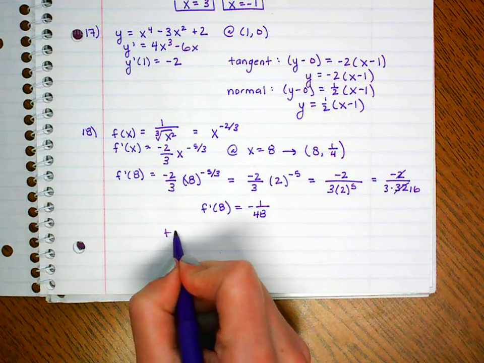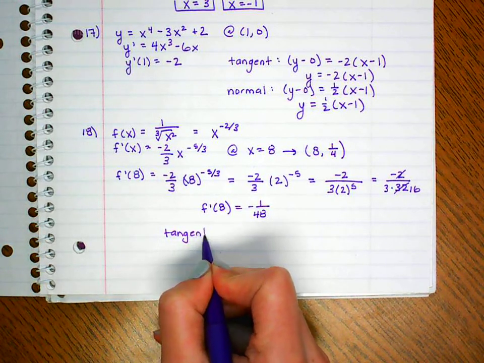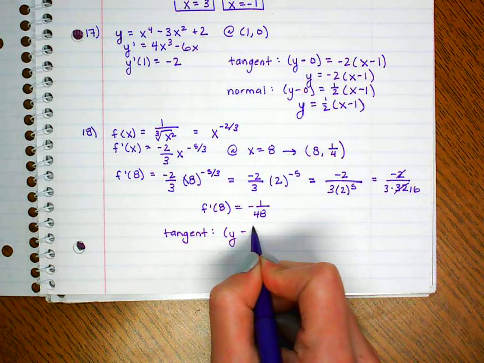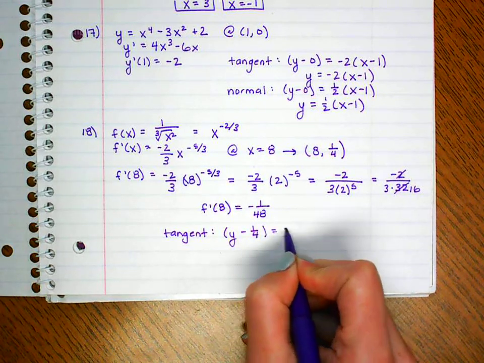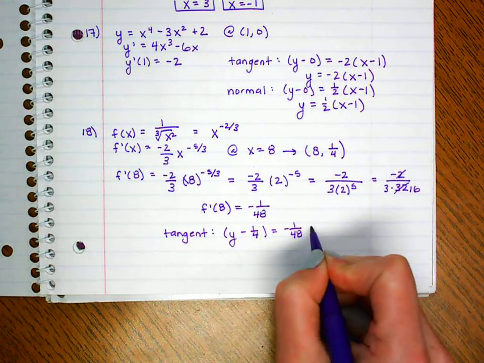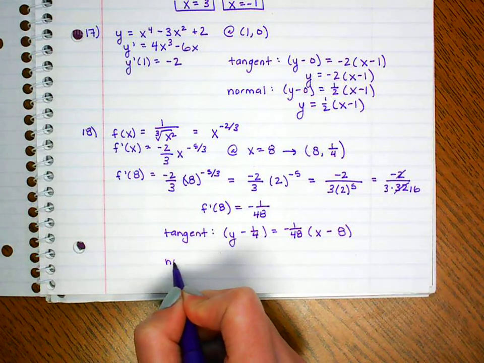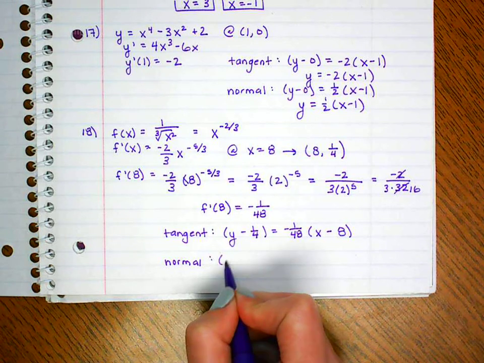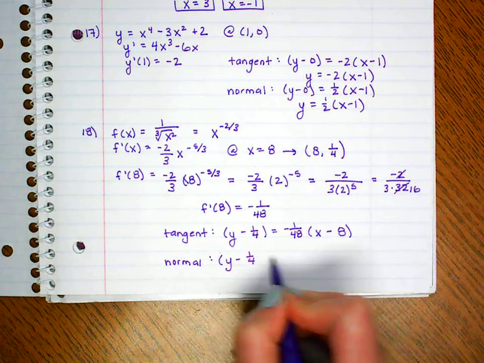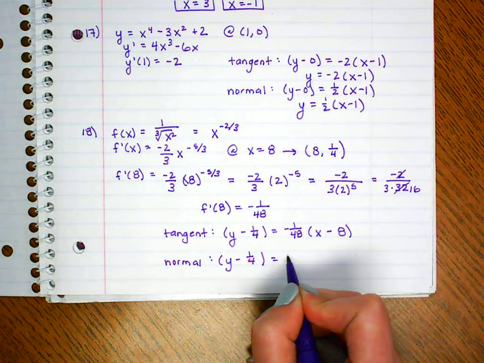So my tangent line is going to be y minus the y coordinate, the slope of the tangent line, x minus the x coordinate. The normal line is just going to have a different slope. They're going to be perpendicular.